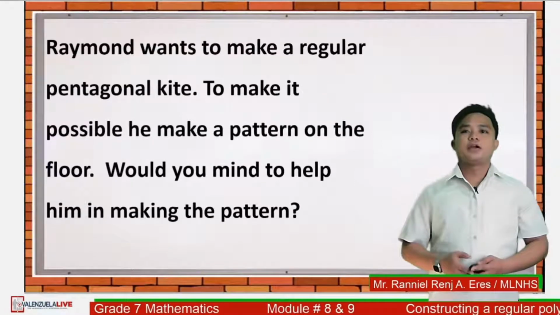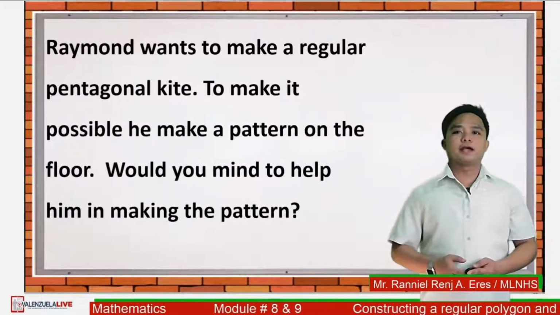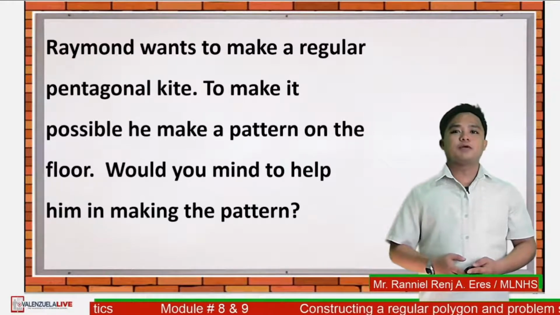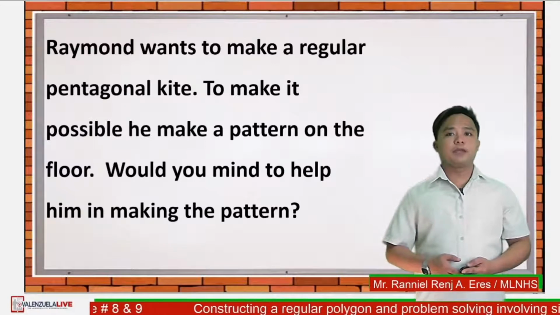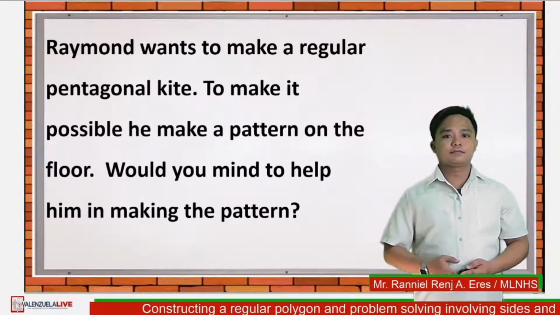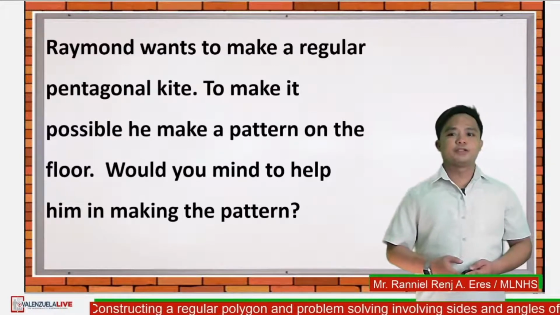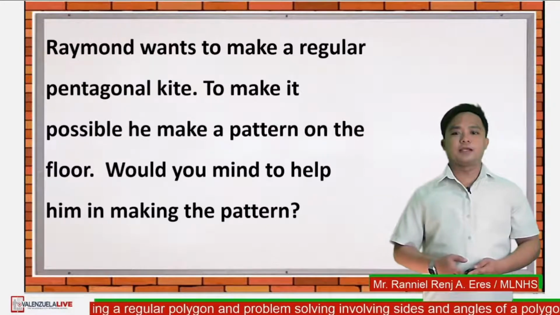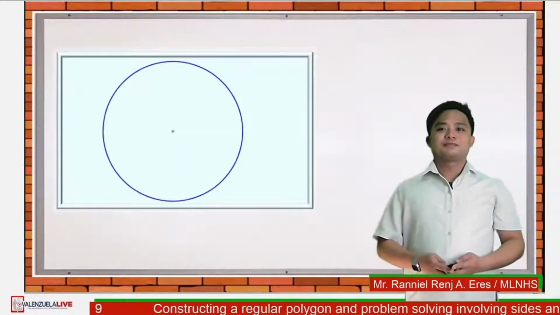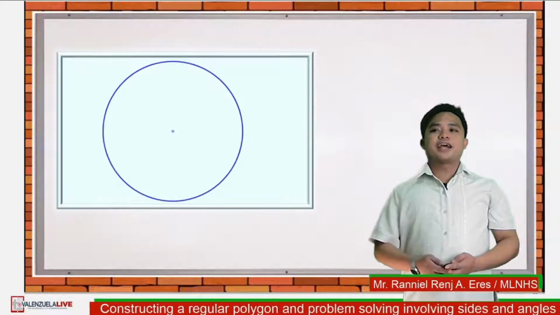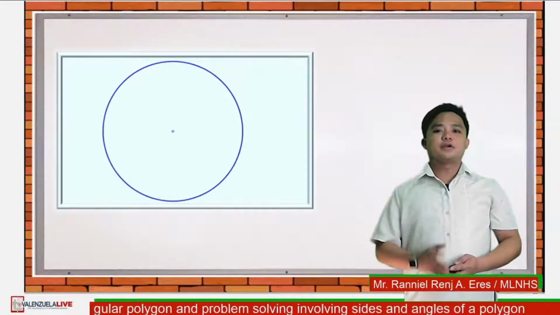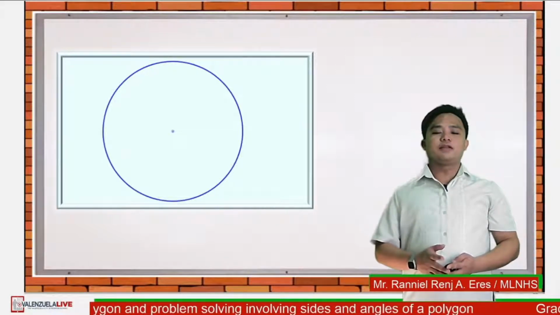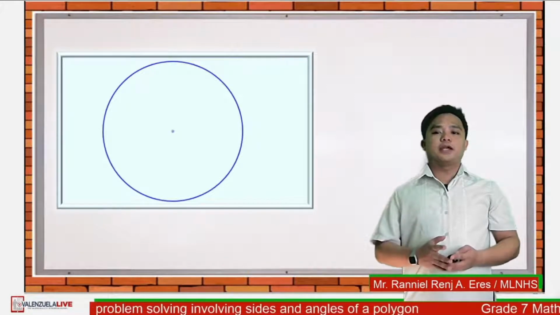Okay. Raymond wants to make a regular pentagonal kite. To make it possible, he makes a pattern on the floor. Would you mind helping him in making the pattern? Okay, very good. So let's help Raymond in making the pattern of his kite. So using the guide on your screen, we can now help Raymond to make a pattern. I suggest you follow the steps on the screen so you will be able to create it.